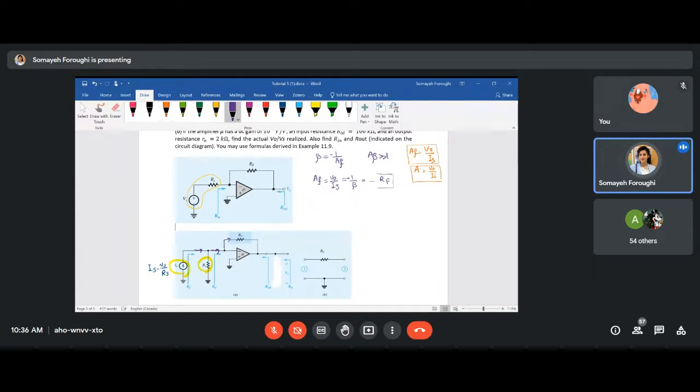Now, the question is asking to find the voltage gain. Voltage gain is VO versus VS.